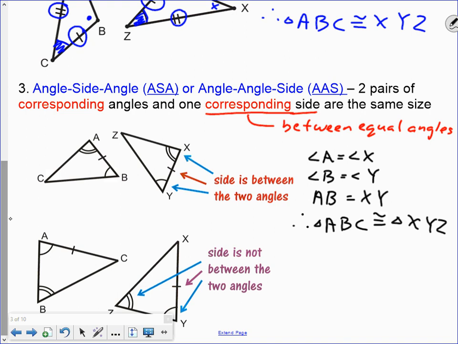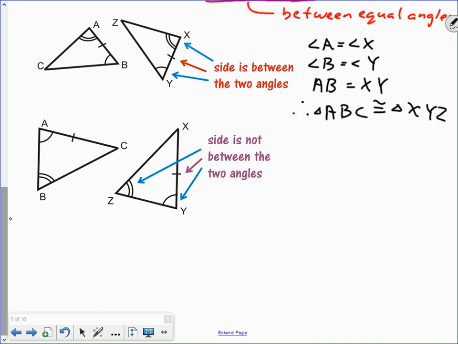The second situation here is when we have a side that is not between the two angles, then we have to just make sure that those sides are actually corresponding sides. So in these two triangles, we see that angle A and angle Y are the same. Okay, we see that angle B is equal to angle Z, which means that, we'll use this dot to indicate that angle C and angle X are going to be the same as well.